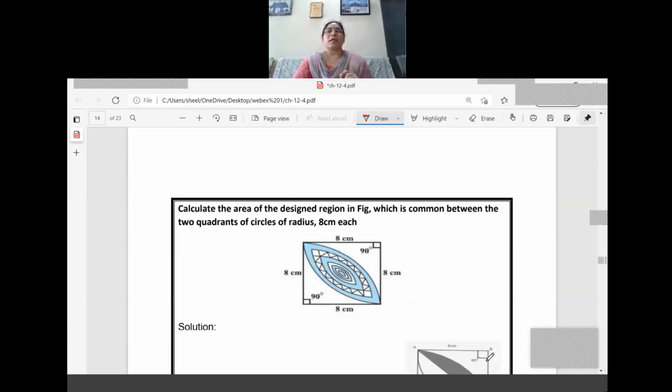Calculate the area of the shaded design region in the figure, which is common between the two quadrants of the circle of radius 8 centimeter each. Now what is the question given? Here also the area of the design region is asked. Now, which is common between two quadrants? Two quadrants means it is a square. If the diagonal is joined, you will get two quadrants only, right?